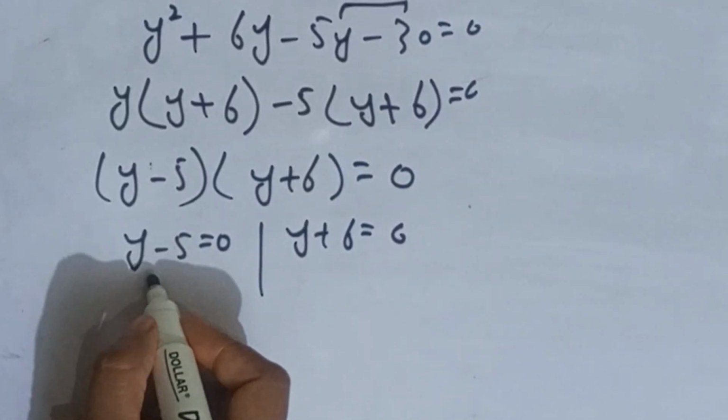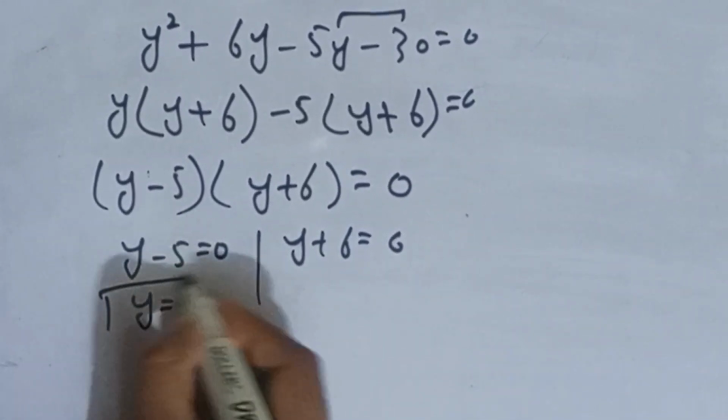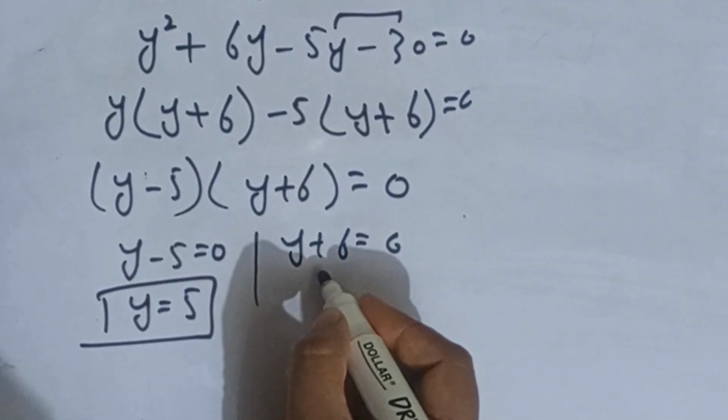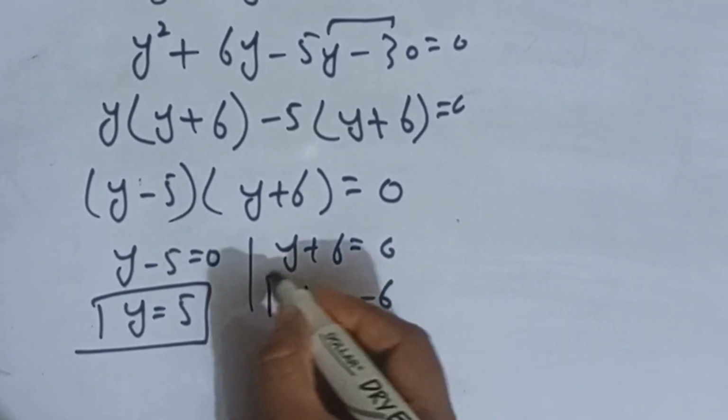Add 5 on both sides. So we have y which is equal to 5. Look at this. Subtract 6 on both sides. So y is equal to minus 6.